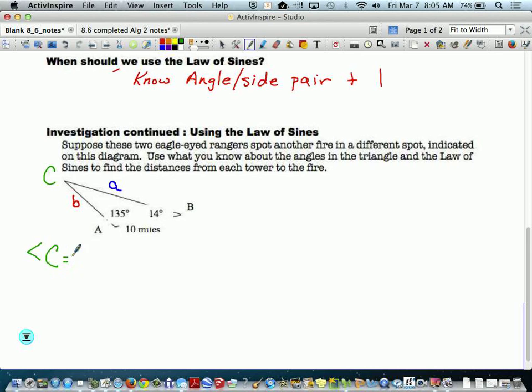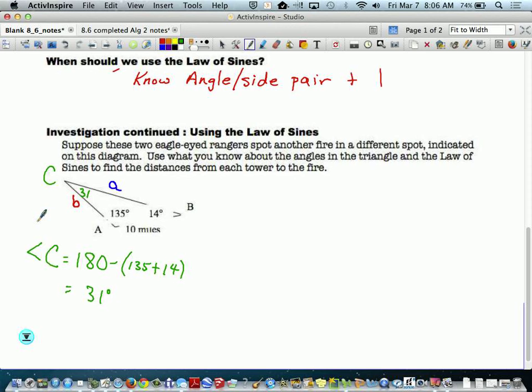Subtract 180 minus 135 plus 14. So what is angle C? 31 degrees. So let's write that in there. In this particular problem, we do need to write it in there. We need that.